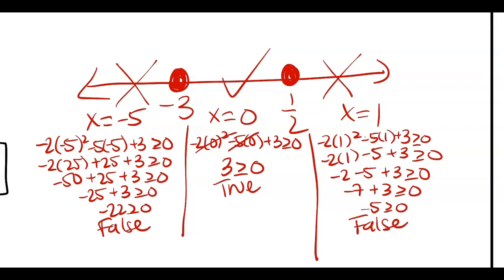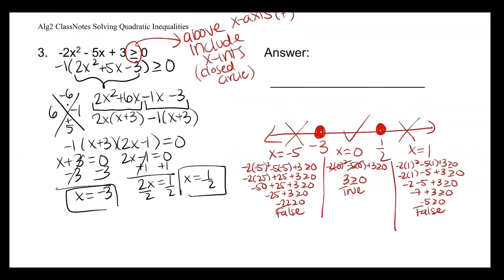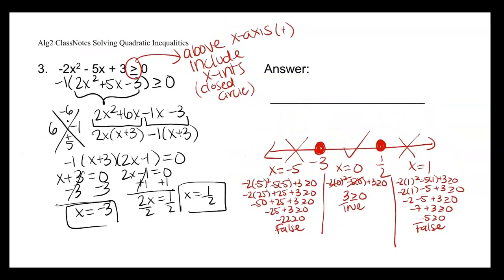So our solution set, we only want values in your solution set that are above the x-axis and include the x-intercepts. That is going to be between negative 3 and 1/2. And especially since we have closed circles here, I'm going to put 2 brackets at both ends. This is your answer.